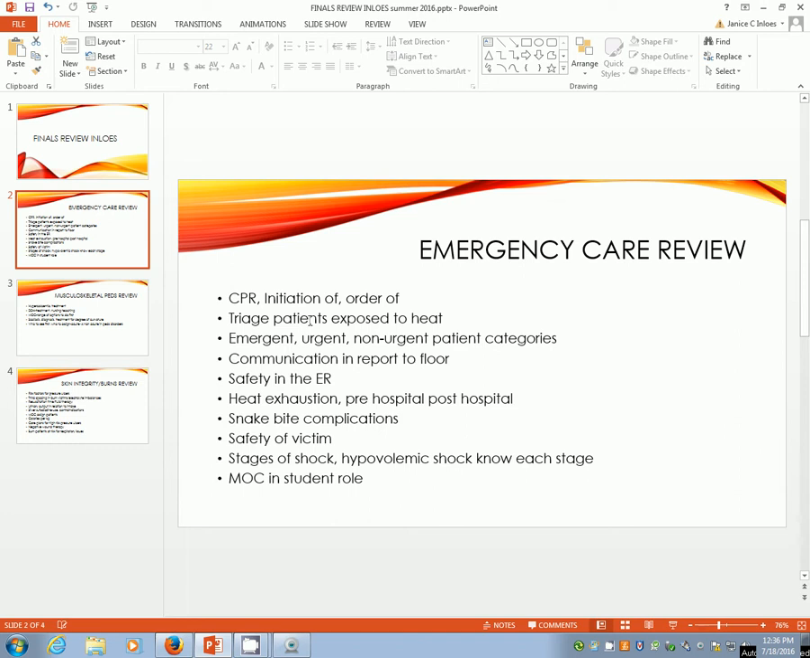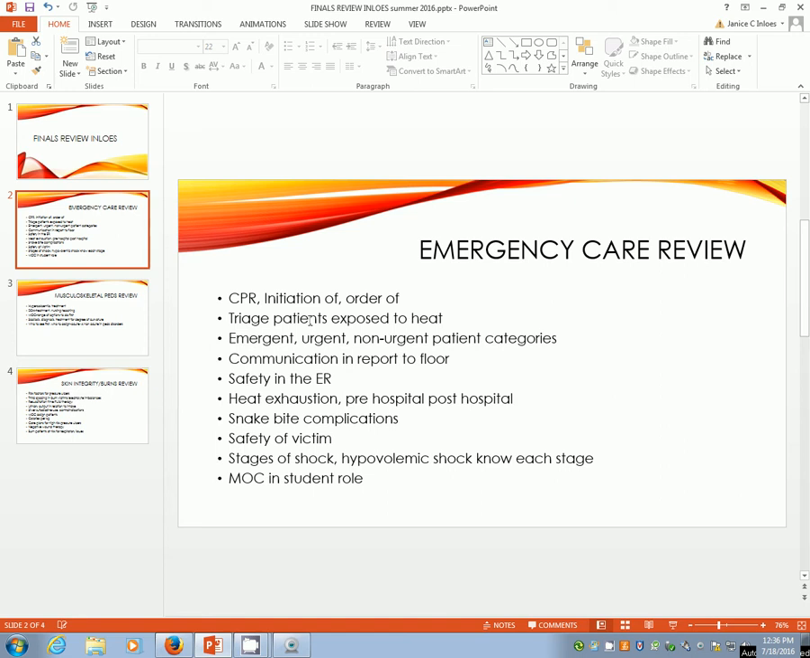Look over your heat exposure to make sure that you know which patients have heat exhaustion versus heat stroke, and which patients you should see first that have been exposed to heat. Make sure you know your emergent, urgent, non-urgent categories. There's a little box in there in your book you need to look at.